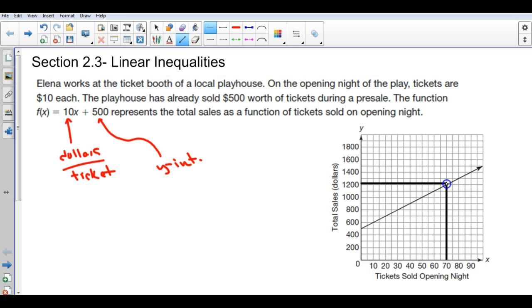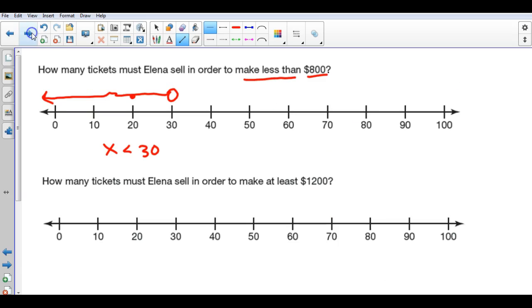That looks like 70 tickets. So let's go back to this. If she sells 70 tickets, she will reach $1,200. So let's think about this. Her goal is to make at least $1,200. So can she reach $1,200? Yes. Can she reach $1,300? Yes. $1,400? Yes. So what I'm going to do is close this dot.